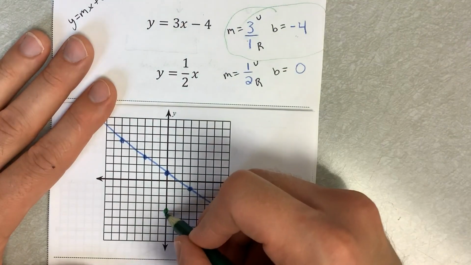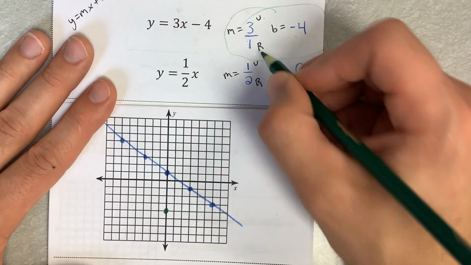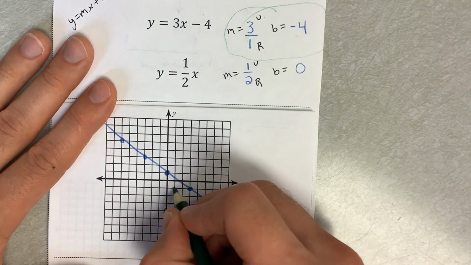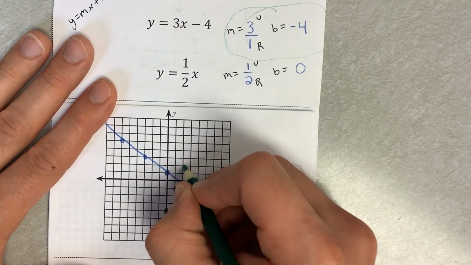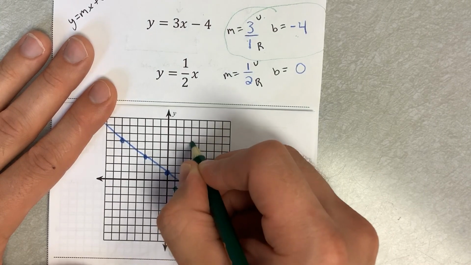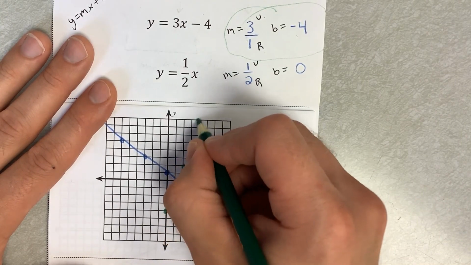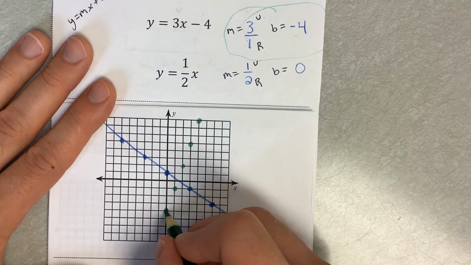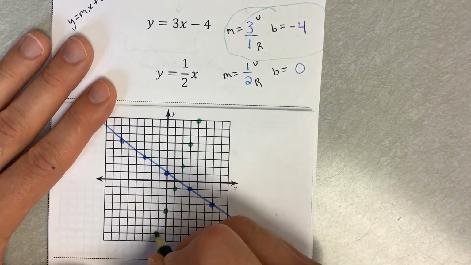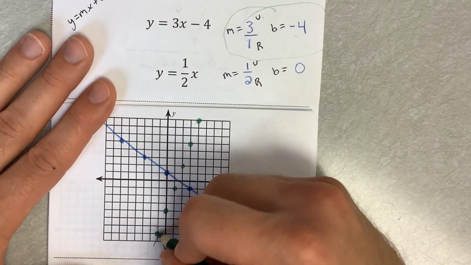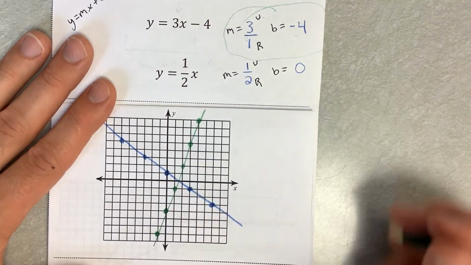And I'm gonna go from that green dot, up 3, right 1. 1, 2, 3, right 1. 1, 2, 3, right 1. If I want to go backwards, it's down 3, left 1. And notice when you're plotting these points, they should all fall in a nice straight line, or you did something wrong.